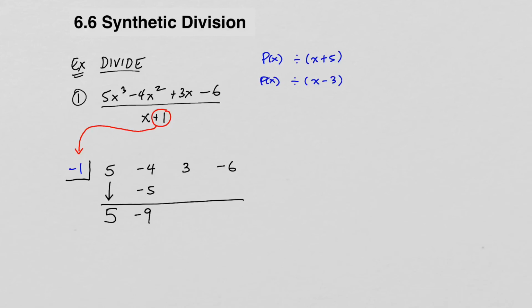And then you repeat the process. We take the divisor, the number in the box, and we multiply it to this number. So -1 multiplied by -9 is +9. And then we add these numbers together, which gives us +12. And then one more time, we multiply -1 times +12, which gives us -12. And we add these numbers together, and that gives us -18. And this number in the box that's left over here, this is your remainder.